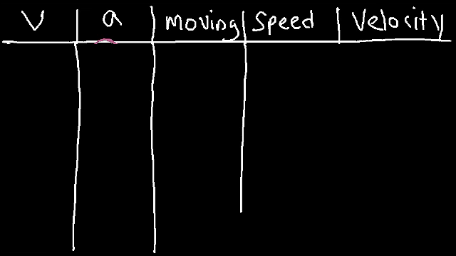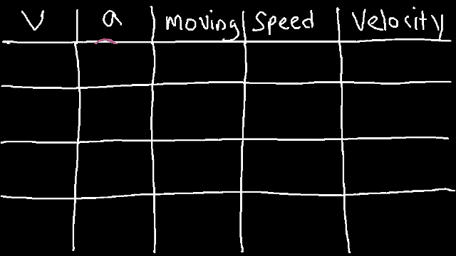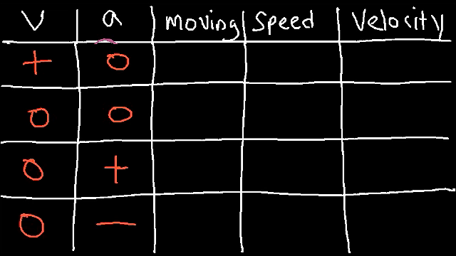Now I have some more questions for you regarding this table. Go ahead and fill it in if velocity is positive and acceleration is zero, or if they're both zero, or if velocity is zero and acceleration is positive, or if velocity is zero and acceleration is negative. So the object is moving to the right if velocity is positive. But whenever velocity is zero, the object is at rest.